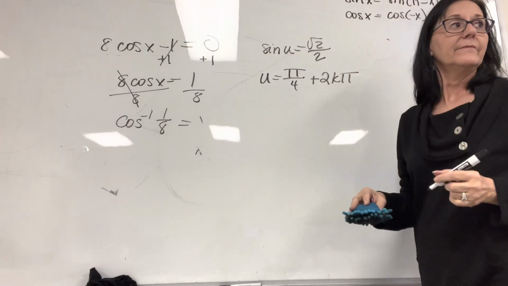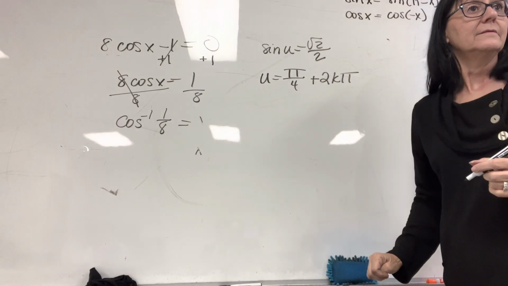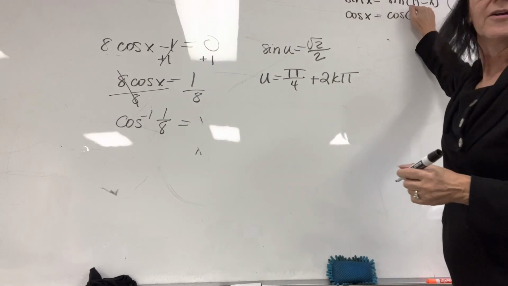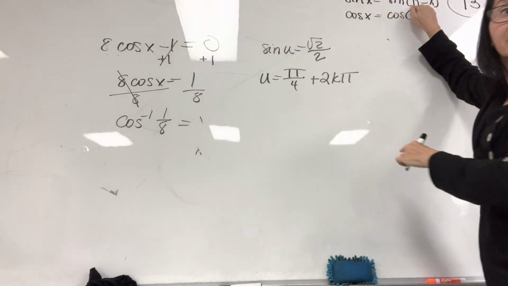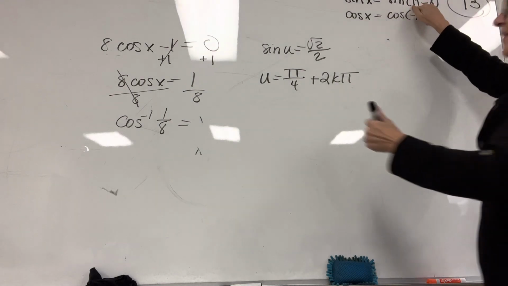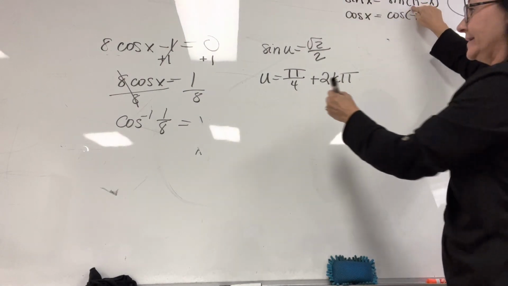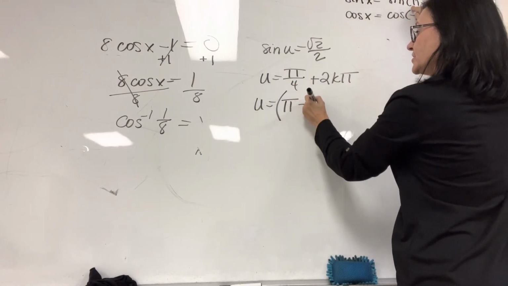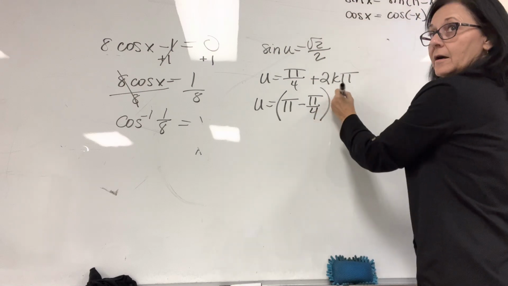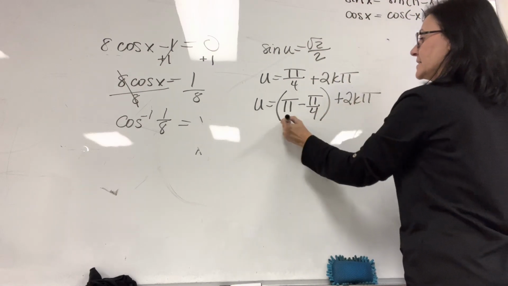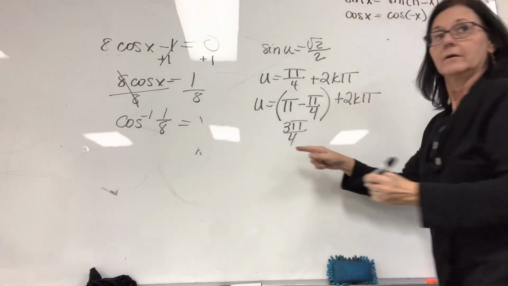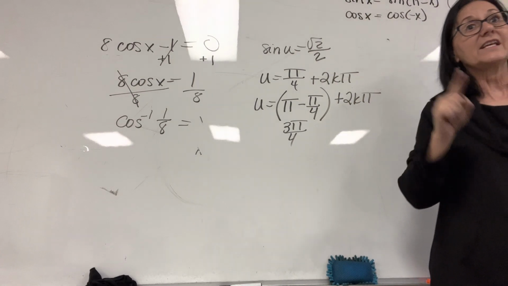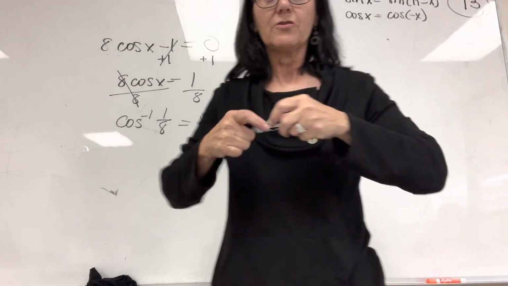Is there another one? Yes. How do I find it? So you do pi minus pi over 4. Do you see that? I'm taking the pi, u equals pi minus what I just got, plus 2k pi. This is 3 pi over 4. And I have my 2 solutions. You see why inverse operations are so important?